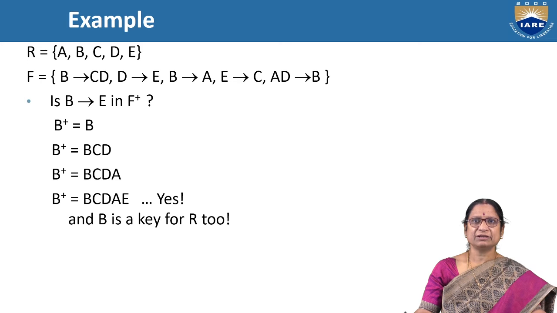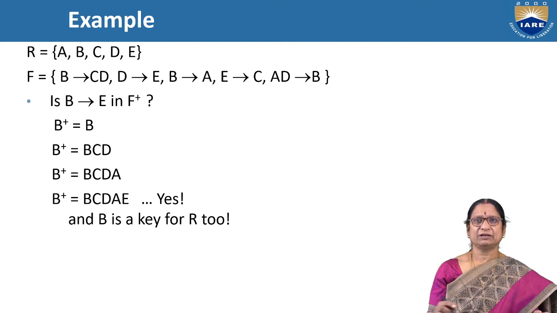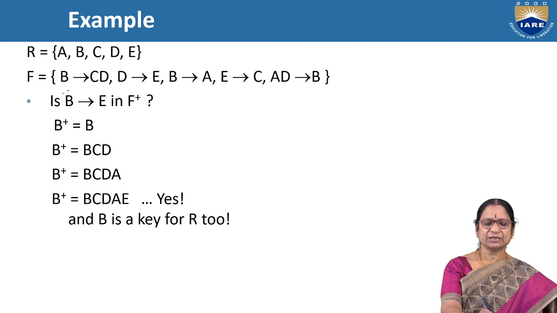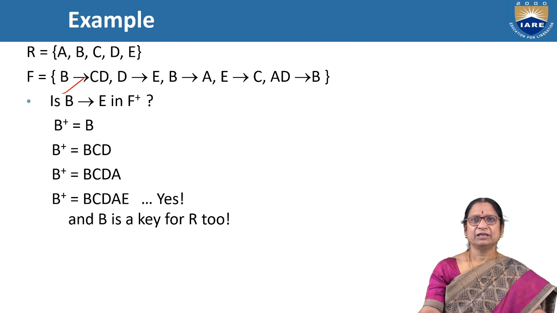What we need to check is whether B determines E is in F plus or not. One of the uses of attribute closure is to check whether any particular FD exists or not. Whichever FD membership has to be checked in F plus, the closure of the left hand side set of attributes must be considered. So for B determines E, the left hand side is B, so what do I need to calculate?